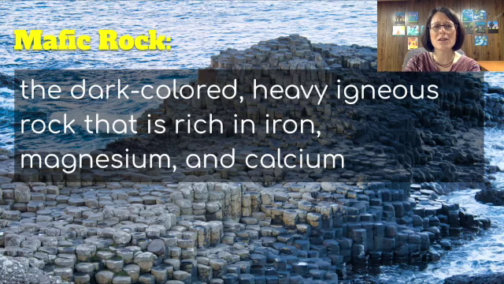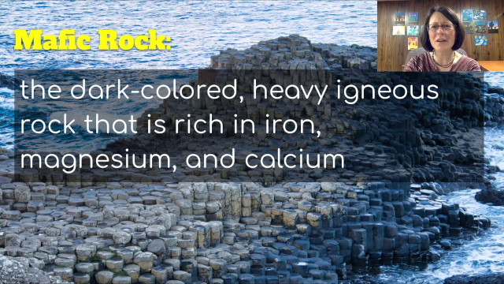Mafic rock is the dark-colored, heavy igneous rock that is rich in iron, magnesium, and calcium. And you can see some more igneous rock that is an interesting pattern. The way it cooled, it has formed these interesting geometric shapes in the background.